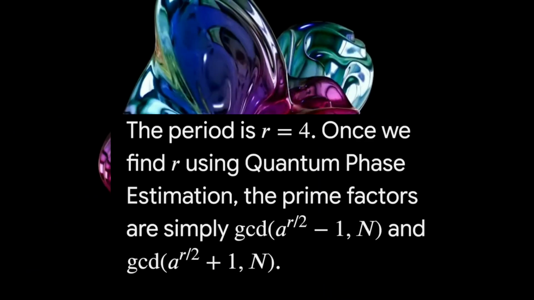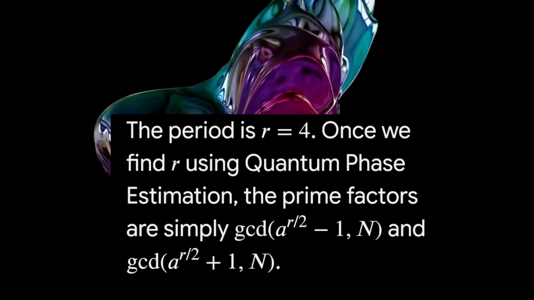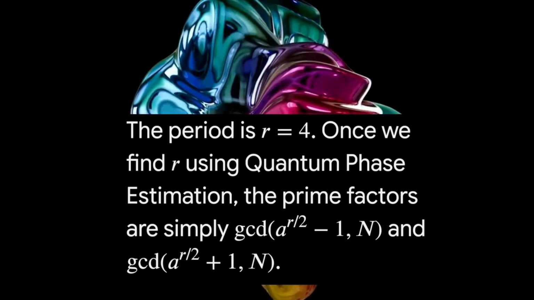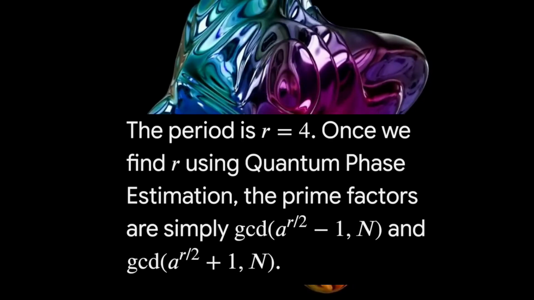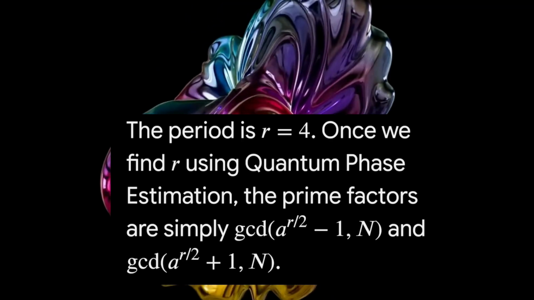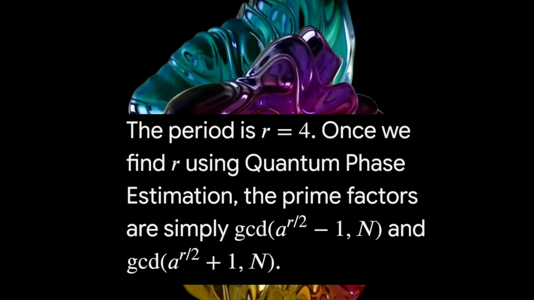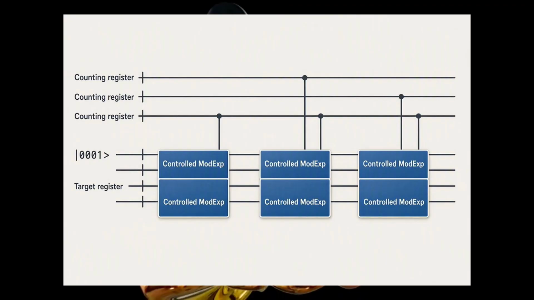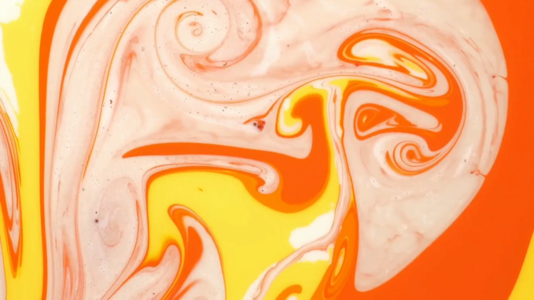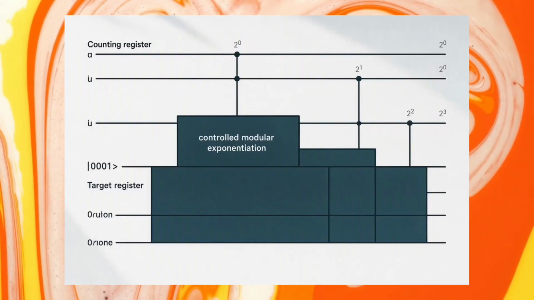Once we find r using quantum phase estimation, the prime factors are simply the greatest common divisor of a to the r over 2 minus 1 and n, and the greatest common divisor of a to the r over 2 plus 1 and n. We will use 4 counting qubits to measure the phase and 4 target qubits to hold the state.